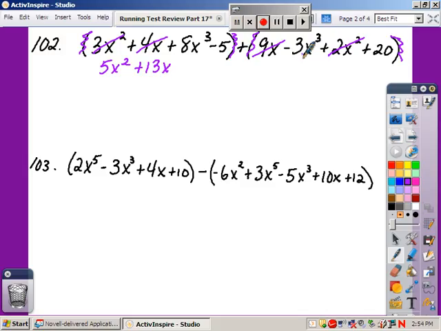I noticed that that's a bigger exponent, so I'm actually going to skip a step so that I don't have to go back to do this. I'm going to write it right here, because I know it's bigger than this one. And then finally, I have some numbers, negative 5 and 20, that's positive 15. That would be my answer, and it's already written in standard form because I took that step to remember to put the big exponent first.